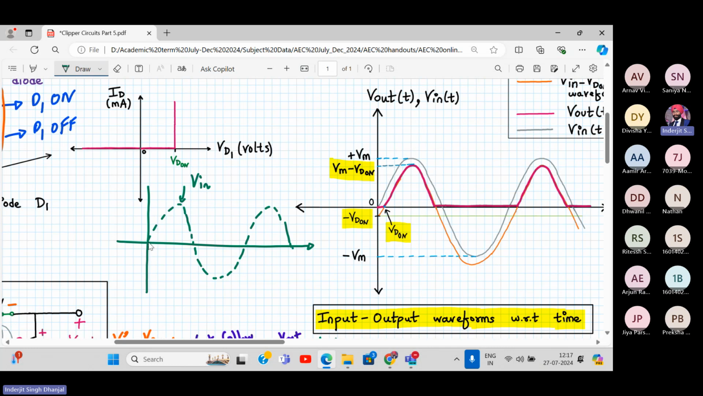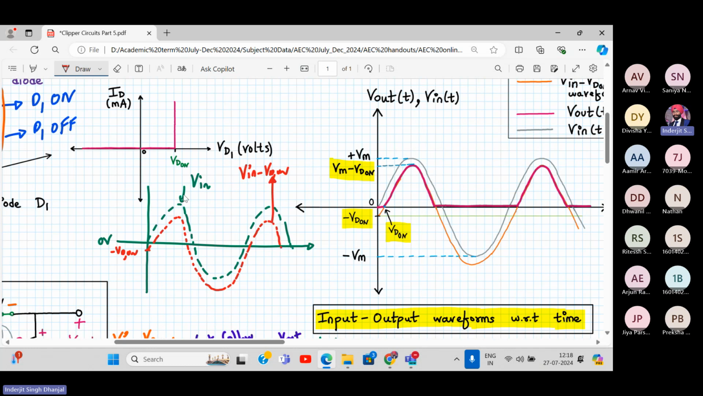Here my level is the 0 volt level. Now if I have to plot a line which is V in minus VD on, then my level has changed. Now my level is minus VD on. Let's say my zero level has gone to minus 0.7. So I have to start from here like this. I'll draw a dotted line, and my entire waveform is shifted down like this.